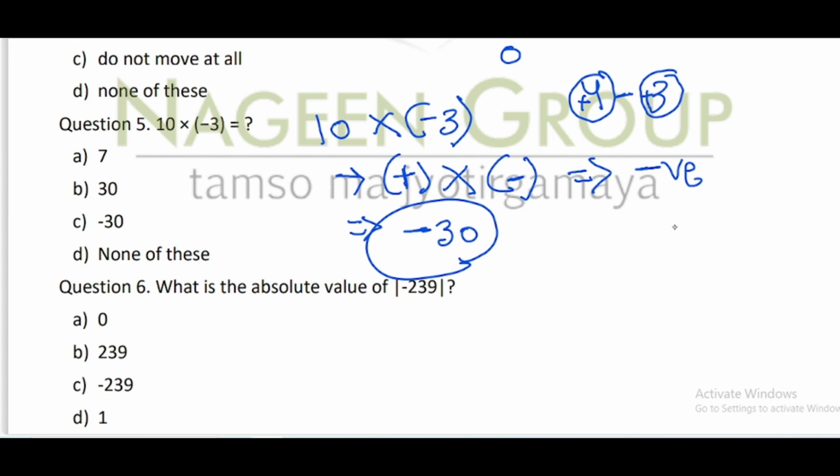Let's see. First, we multiply the symbols of the given integers. The symbol of the 10 is positive, multiplied with the symbol of the 3, that is negative. Then if we multiply positive by negative, the result is in the form of a negative integer. Then 10 into 3, that is 30. Then minus 30 is the right answer, and the answer is part C.